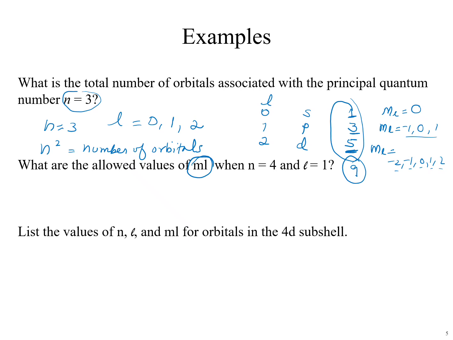If you want to find out the numerical value of m sub L, it goes from -L all the way to +L, which means that we actually don't look at the numerical value of n. I have a numerical value of L here that is equal to 1. So possible values of m sub L are -1, 0, and +1.